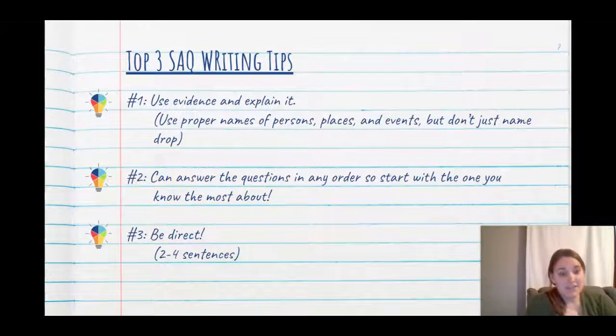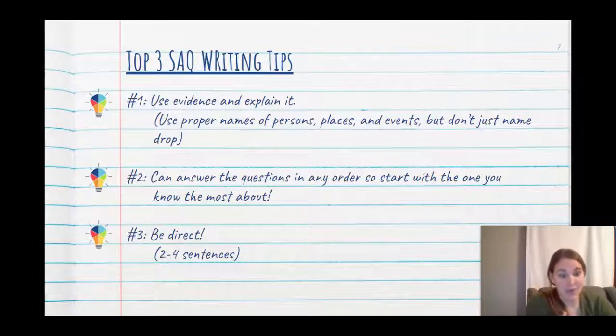And then my third is to be direct. I see a lot of students wasting time. They start with letter A for an answer and it takes up half the page or more, and they've kind of danced around it and given these really flowery descriptions. And then all of a sudden B and C only have this much room to write. So keep it 2 to 4 sentences.